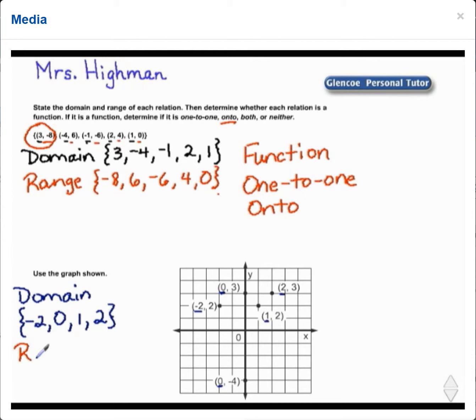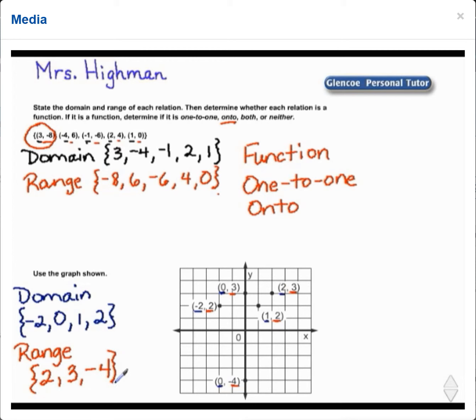Next we'll list the elements of the range. And those are the y values again. So we'll go through our points again. We have a 2. Next we have 3. And we have down here a -4. We have a 2 again, but we don't need to list it twice. We already have it from here. And then I see 3 again, but again we've already listed it once. So that is our range, 2, 3, and -4.